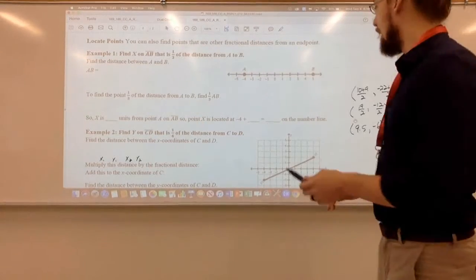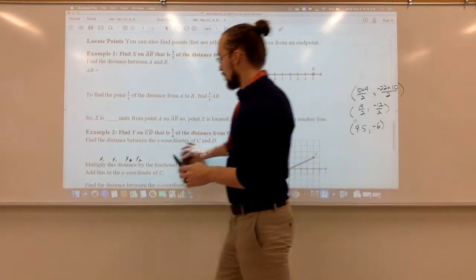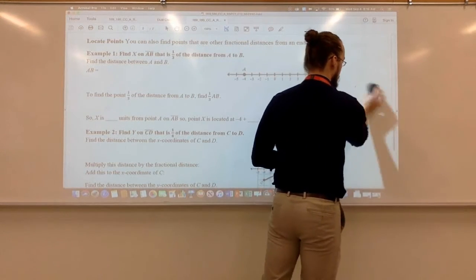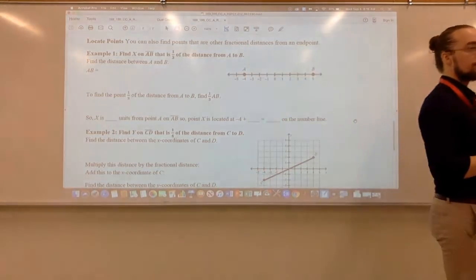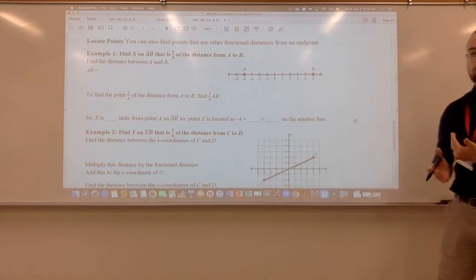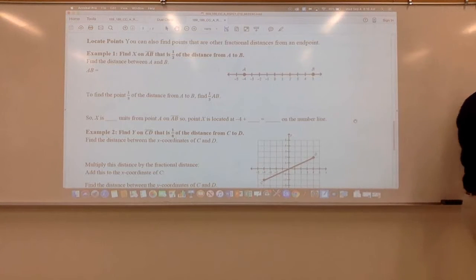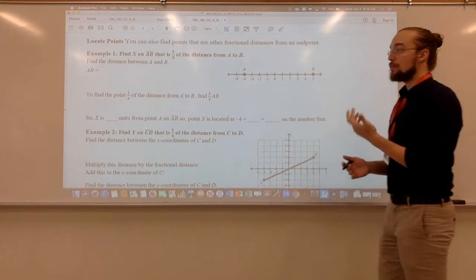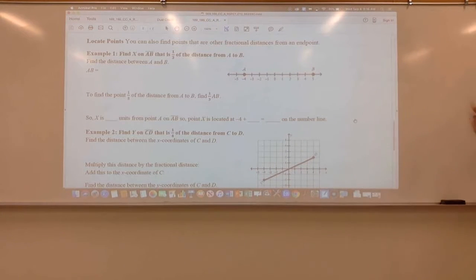Alright, so on the back, we're going to look at distances other than a half. On the front was all, what's the point right in the middle? Now we're going to say, well, what's the point maybe 1/3 of the way or 1/4 of the way? So if we're just doing this in one dimension, the first thing we want to do is find the total distance between our points in question.